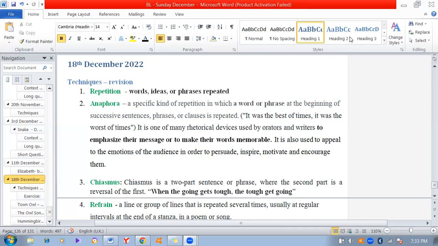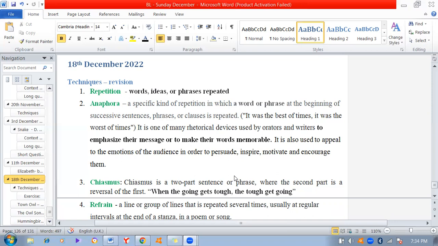And then you have chiasmus. In chiasmus, you have a two-part sentence. Sometimes it is two clauses joined by a semicolon, or two parts of a sentence joined by a comma. You have two parts in this sentence. You look at the first part, the word order of the first part.